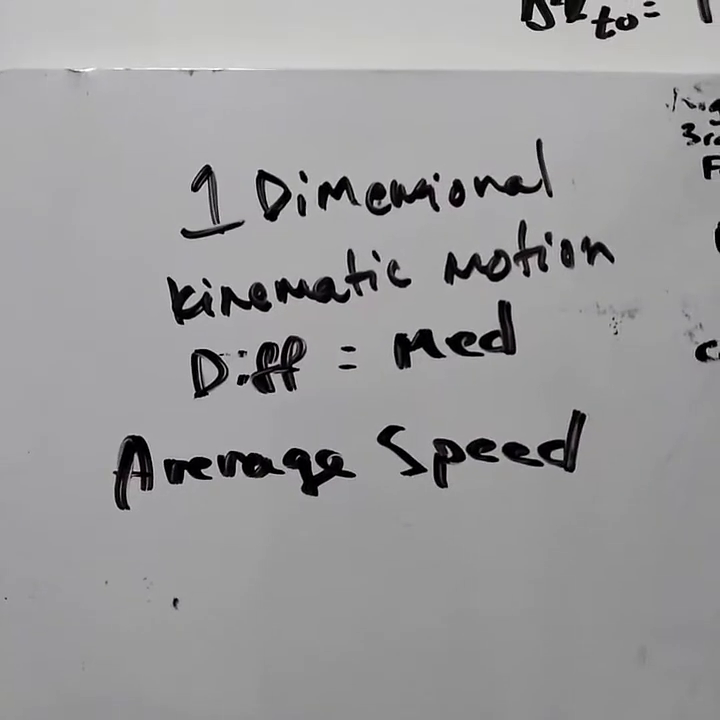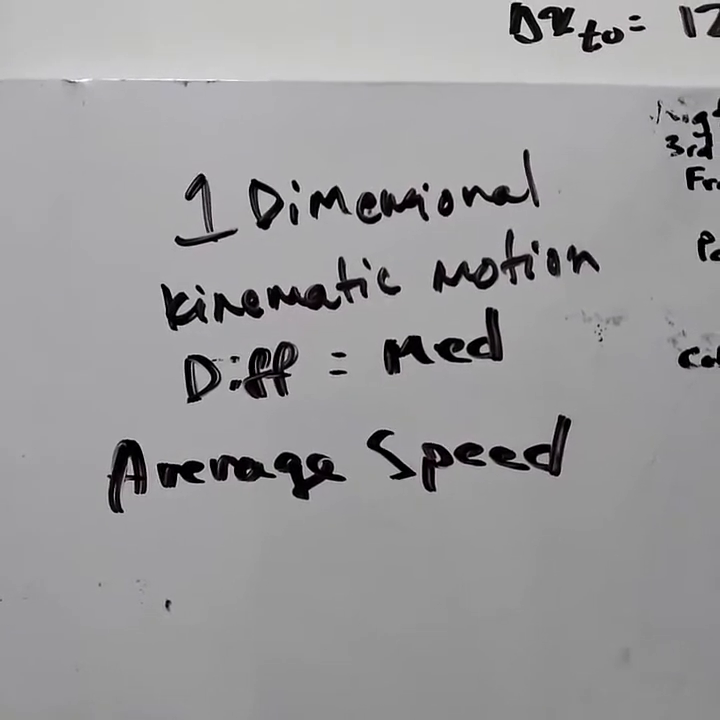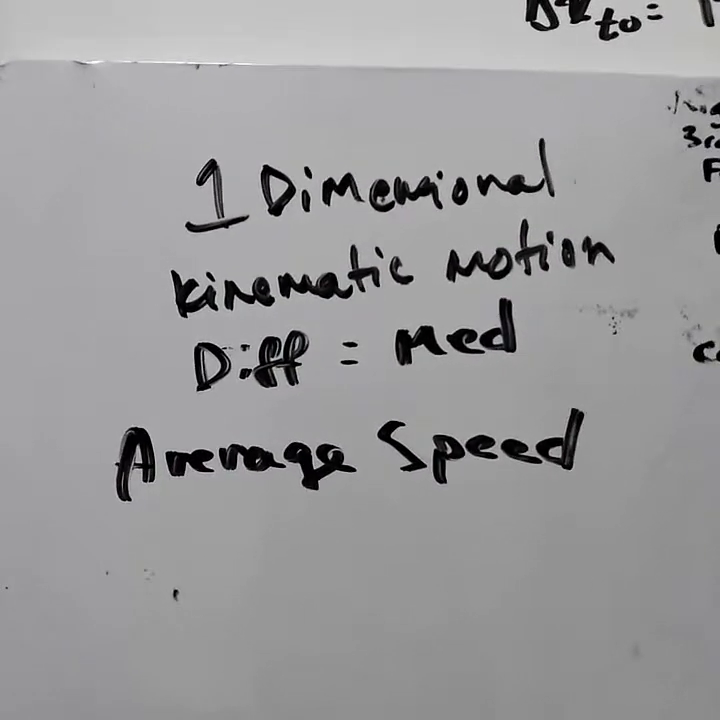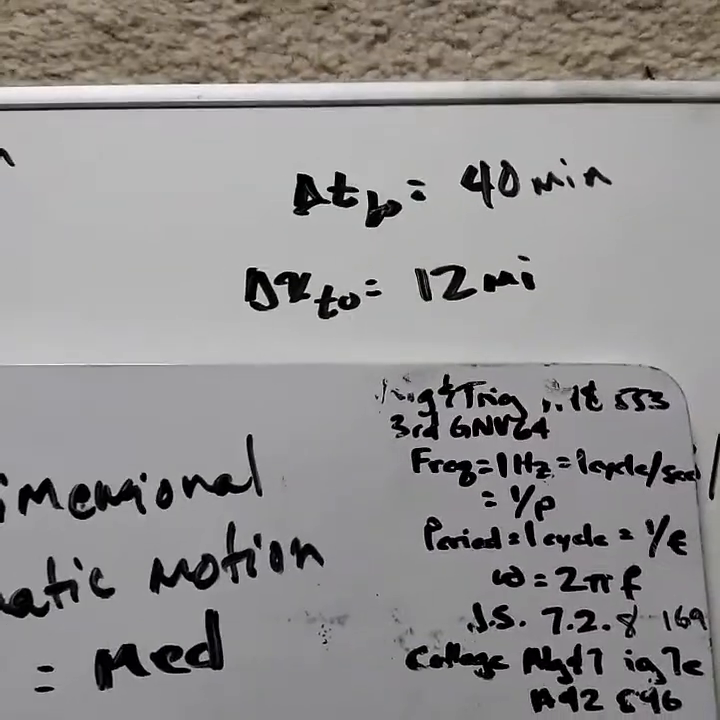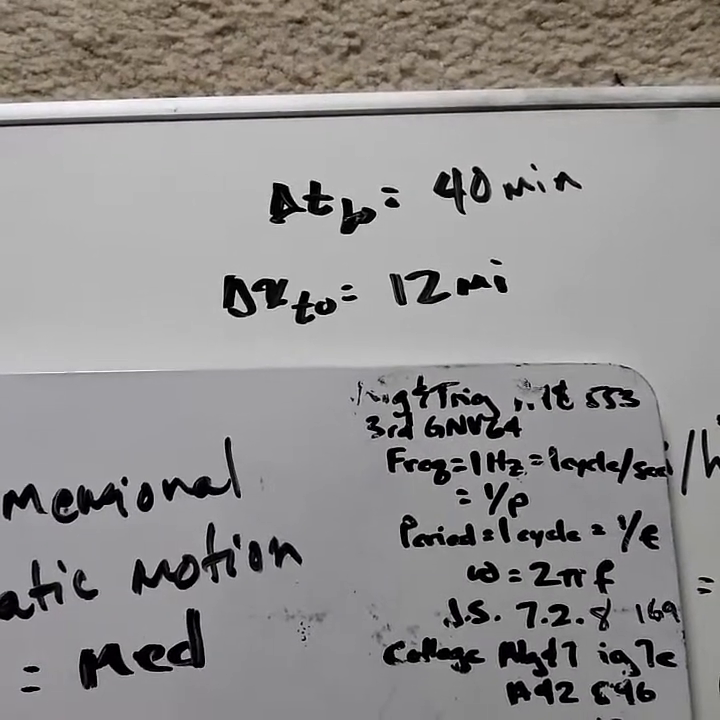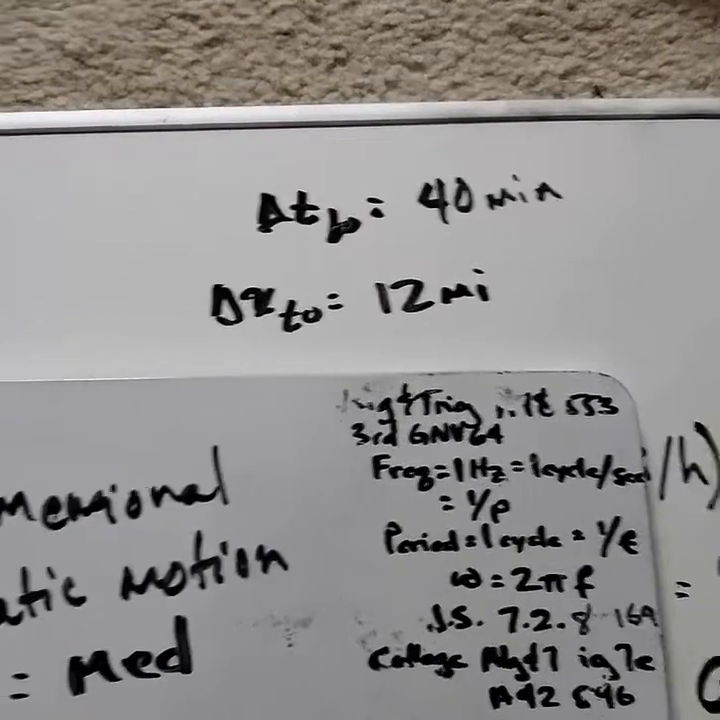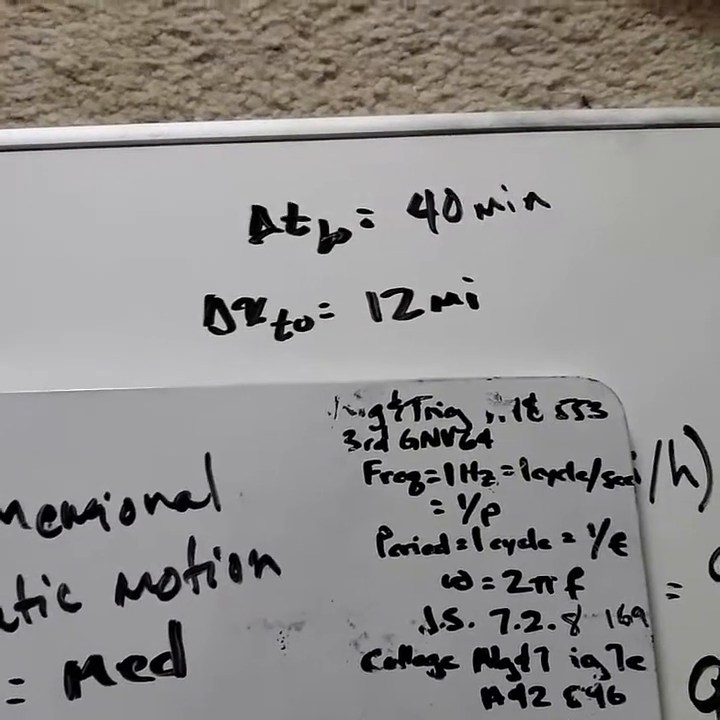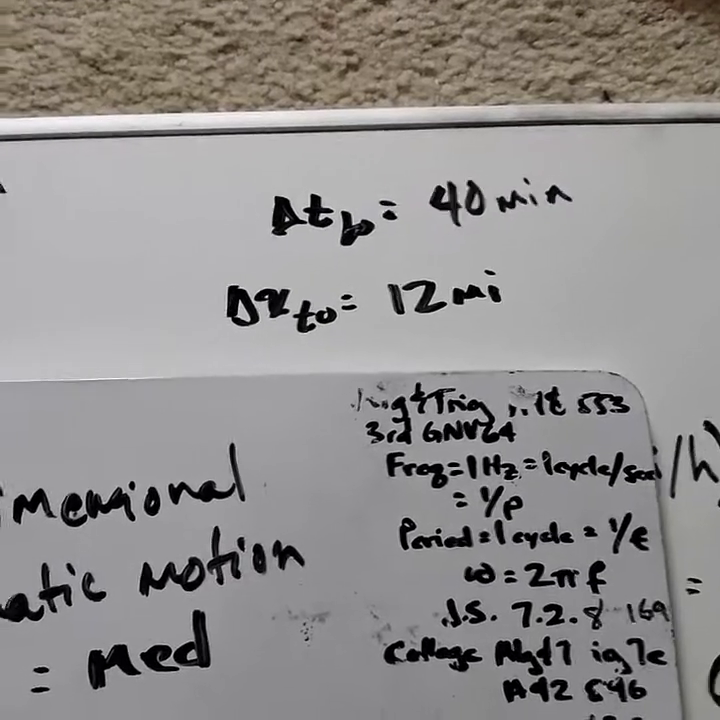So this is a physics problem dealing with one-dimensional kinematic motion, difficulty medium, and the topic is average speed. Say you have a distance that you're going to travel equal to 12 miles, and you have 40 minutes to get there, okay?